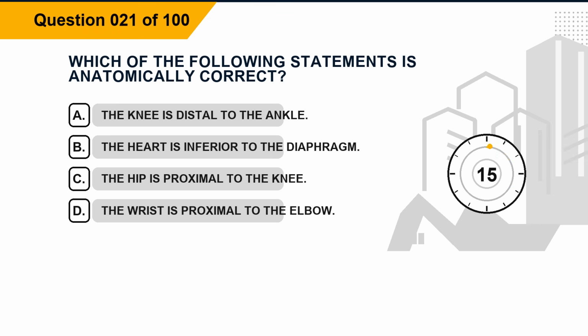Question 21. Which of the following statements is anatomically correct? Option A, the knee is distal to the ankle. Option B, the heart is inferior to the diaphragm. Option C, the hip is proximal to the knee. Option D, the wrist is proximal to the elbow.